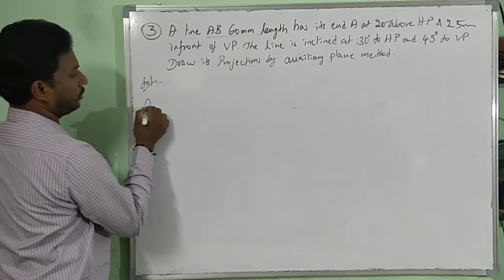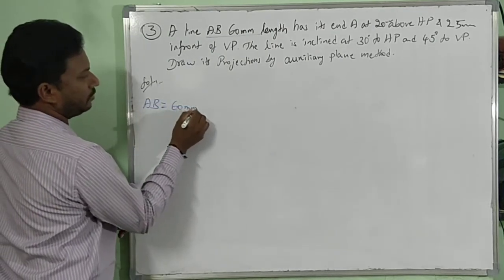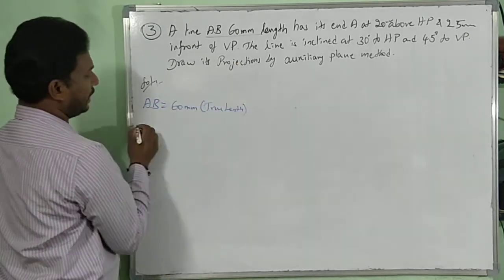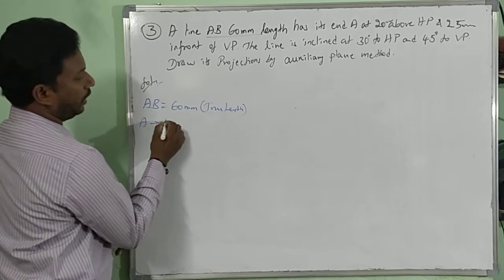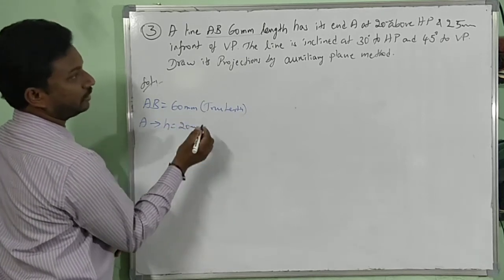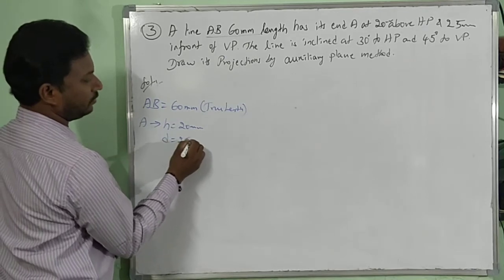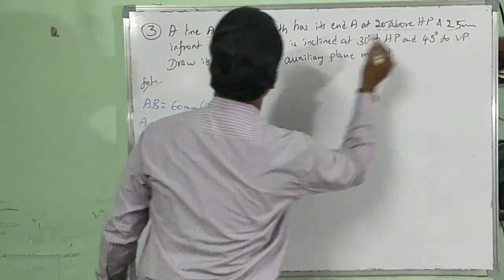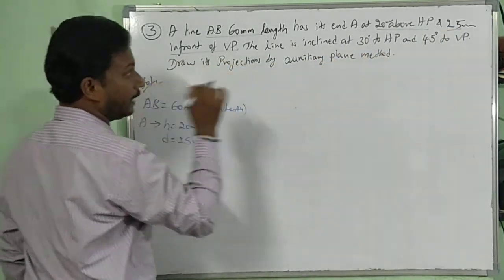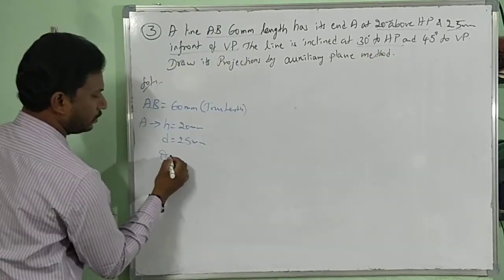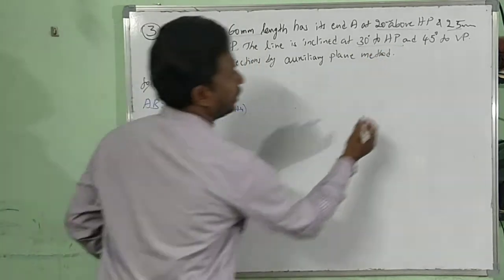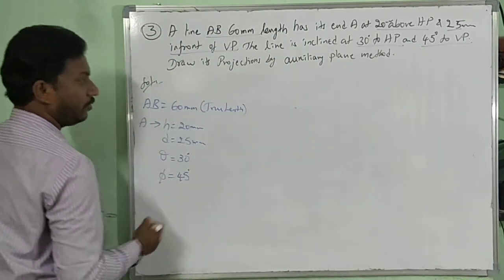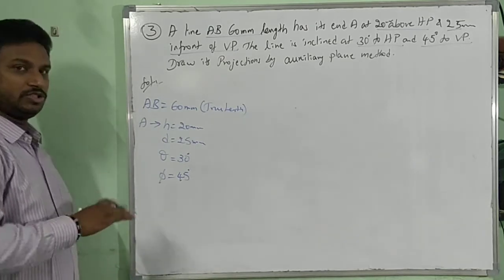Line AB is 60 mm long, AB equal to 60 mm, which is the true length. It has its end A 20 mm above HP and 25 mm in front of VP. Line is inclined at 30 degrees to HP, theta equal to 30 degrees, and 45 degrees to VP. With this you are supposed to draw, right?